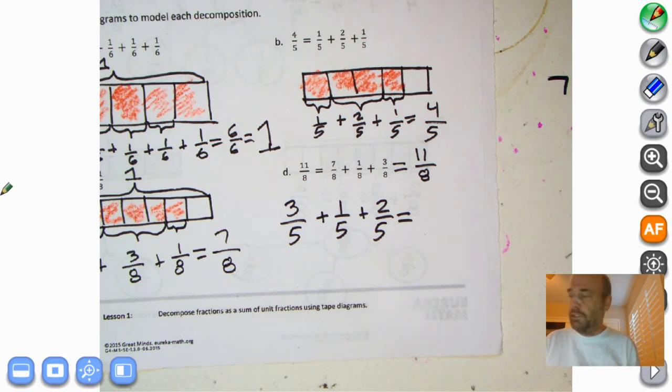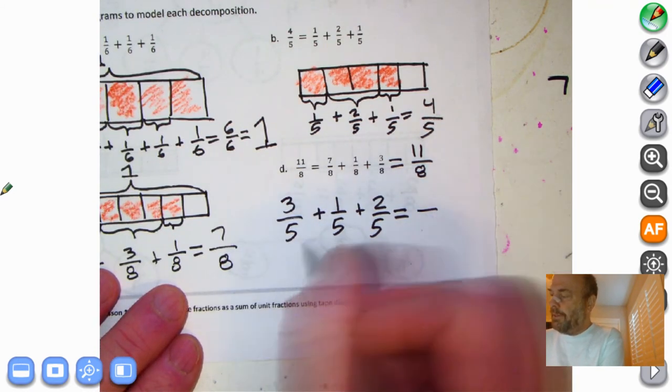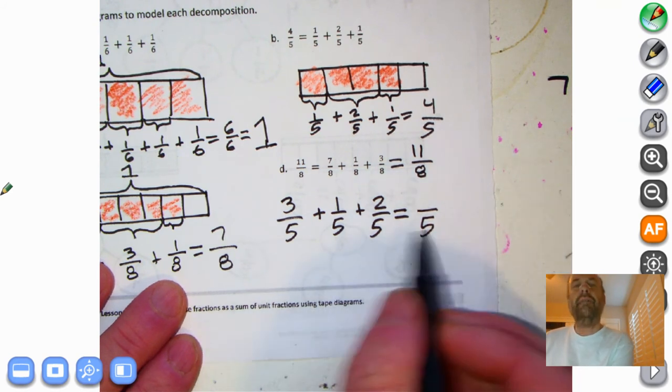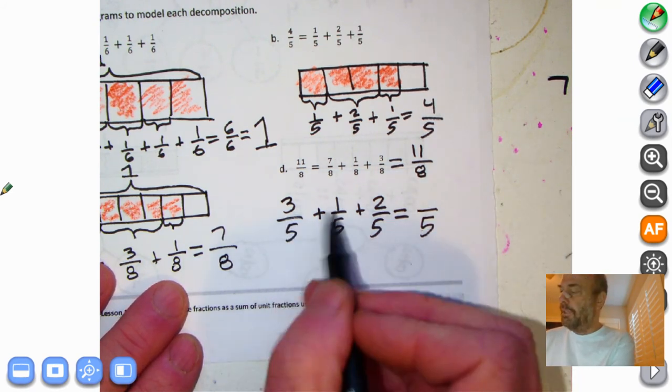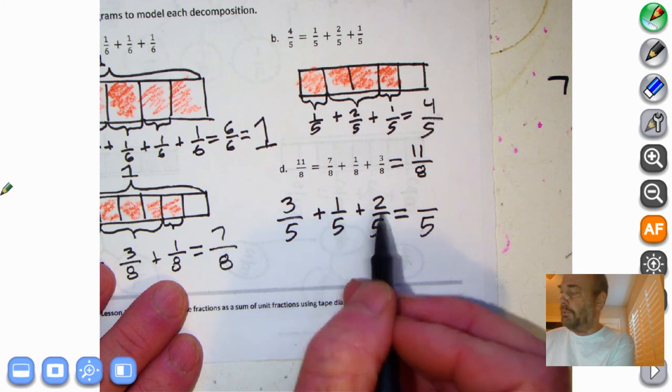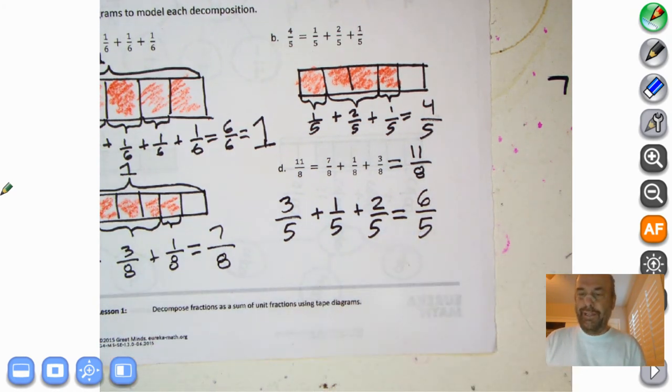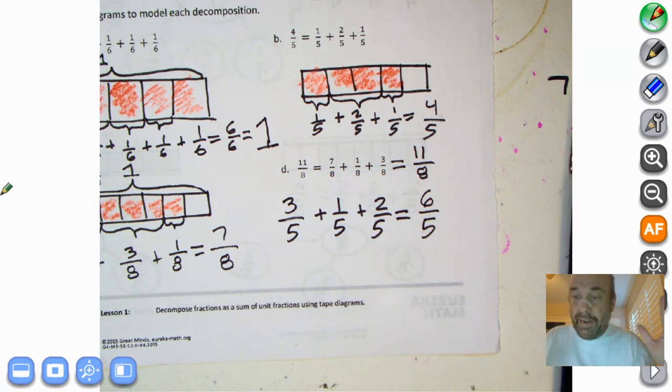And welcome back, ladies and gentlemen, boys and girls, damas and caballeros. What did you get? Remember, the denominator doesn't change. The denominator remains the same. It stays 5. Then we just add the numerators. 3 plus 1 is 4. 4 plus 2 is 6. And we get 6/5. Is this greater than 1? You bet it is, because the numerator is larger than the denominator.